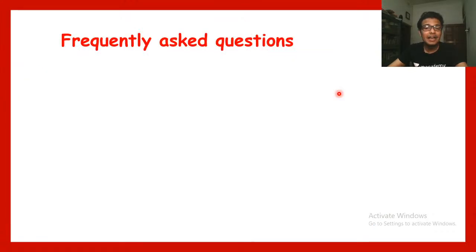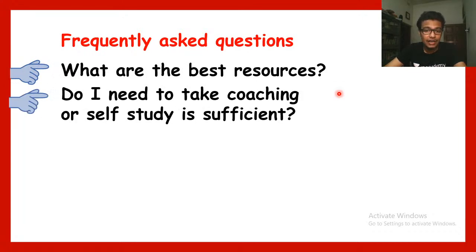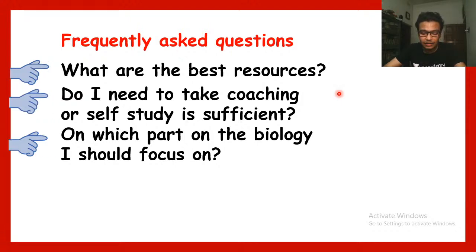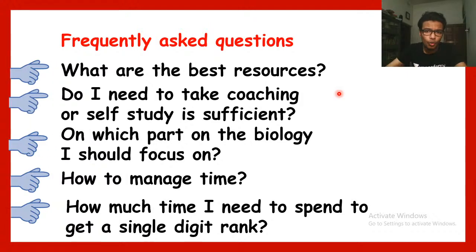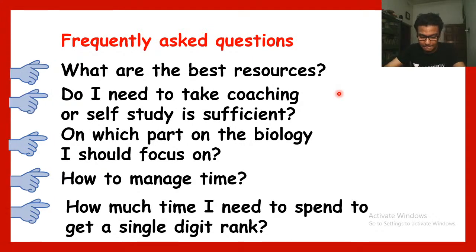Okay, so there would be frequently asked questions that you already have in your mind. Do let me know in the comment section if you have any questions, and I'll try to answer that. But I know some of these questions are dancing in your head. For example, what are the best resources? Do I need to take coaching classes? On which part of biology should I focus? And how to manage the time in the last 20 days? Is there any specific course that would help me in these last 20 days? Or how much time do I need to spend to get a single digit rank like you? All of these questions are dancing in your head, right?